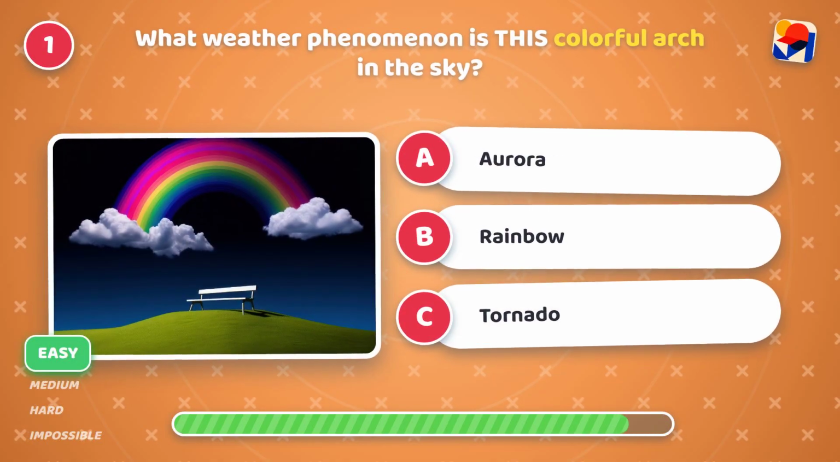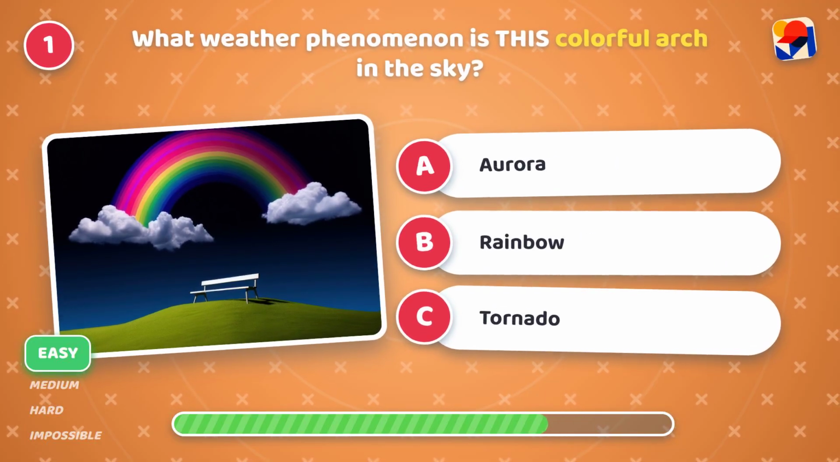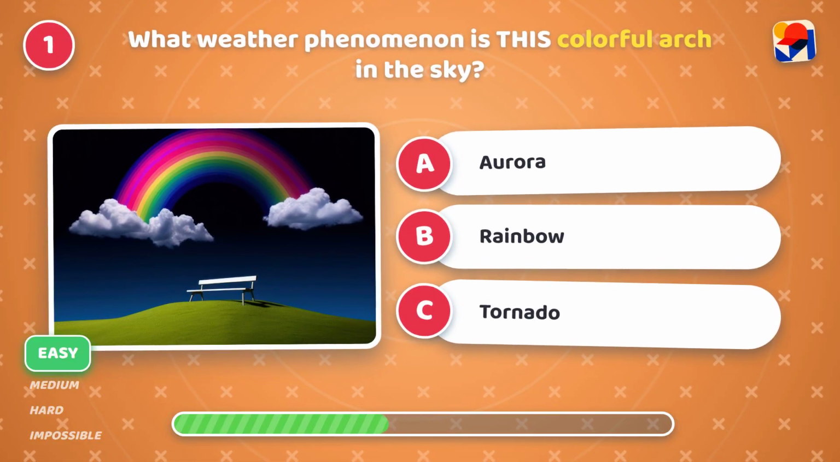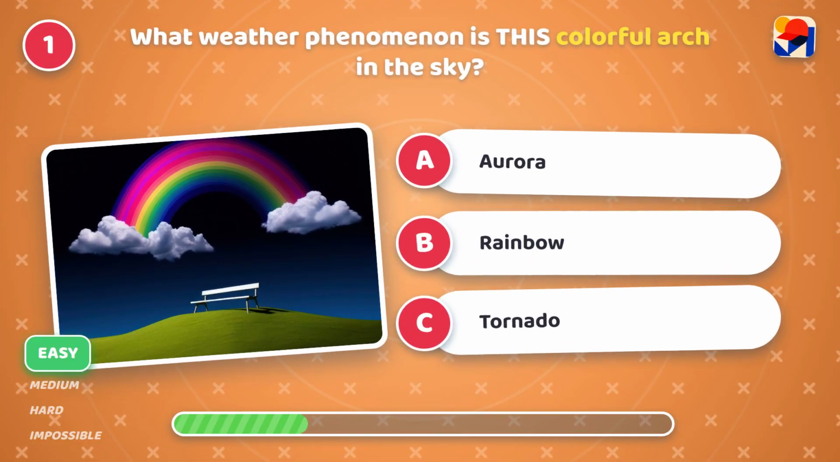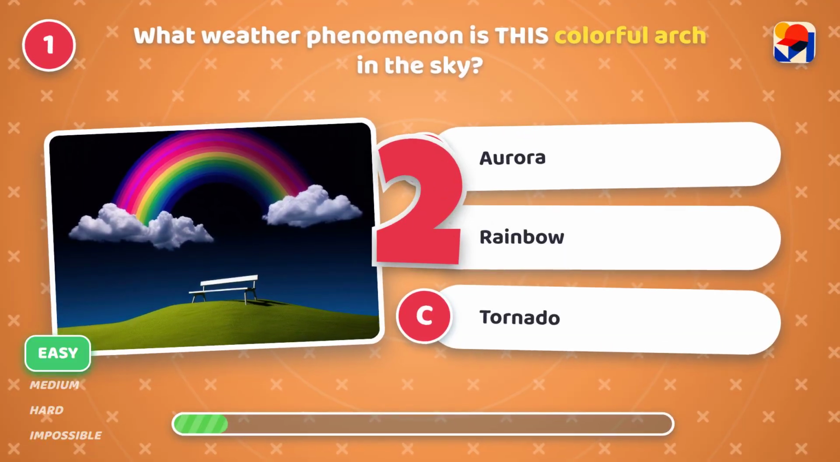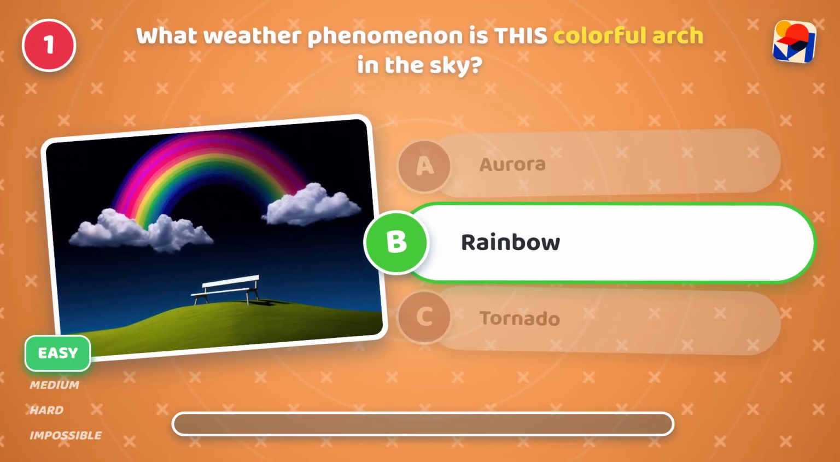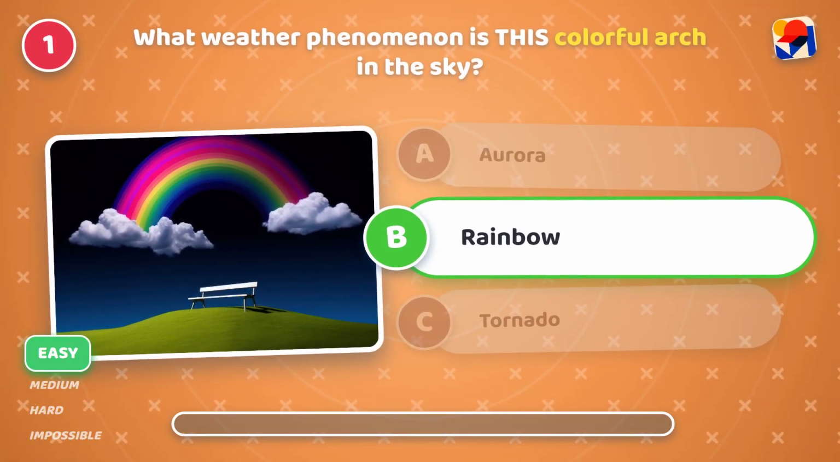What weather phenomenon is this colorful arch in the sky? Is it A, aurora, B, rainbow, or C, tornado? It's B, rainbow. Light reflects and refracts through water droplets.